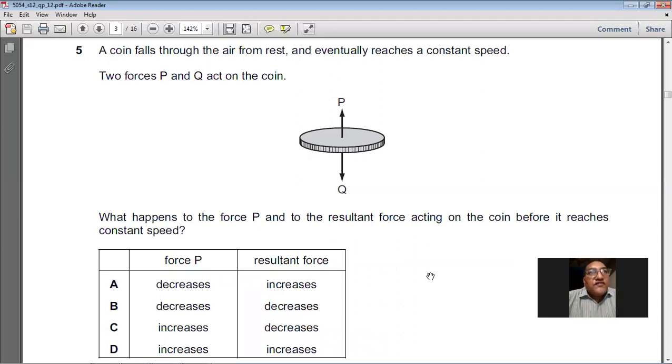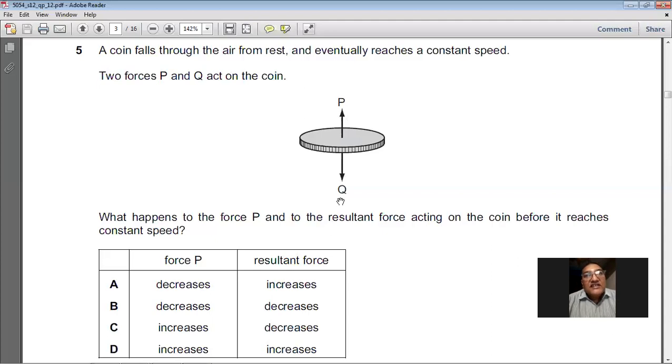Question number five: a coin falls through the air from rest and eventually reaches a constant speed. Two forces P and Q act on the coin. What happens to the force P and to the resultant force acting on the coin before it reaches constant speed? Here Q represents weight, and during the fall the weight does not change. This force P represents the air resistance. At the start, the air resistance is zero, and gradually the air resistance starts increasing. So the P value will be increasing.